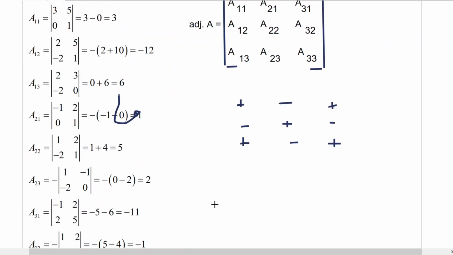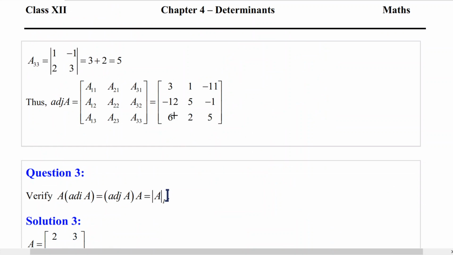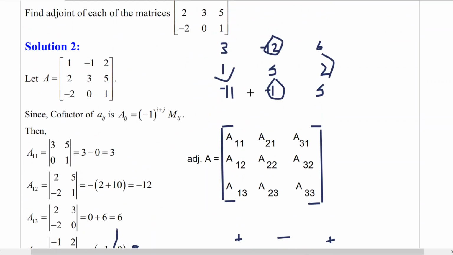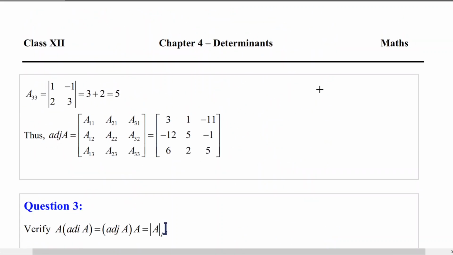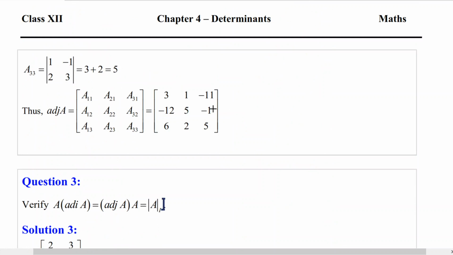So what will be the first column? According to us, it will be 3, minus 12, 6. Let us see. 3, minus 12, 6. Next column will be, according to us, 1, 5, 2. So 1, 5, 2, and the third one is minus 11, minus 1, 5. I hope you got it, right?